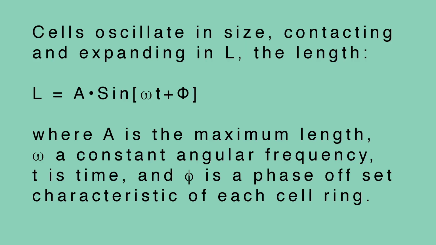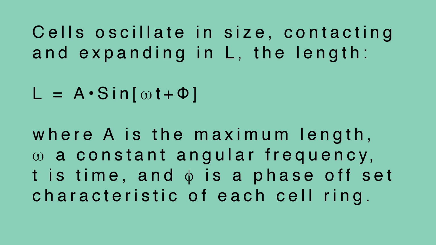The cell length is proportional to the sine of the total phase angle. The total phase is the angular frequency, the Greek omega, times time, plus a phase offset, the Greek phi. In our case, the angular frequency is constant, and time, the clock, increases at a constant rate. It waits for no man. It is the phase offset that our model has to generate.